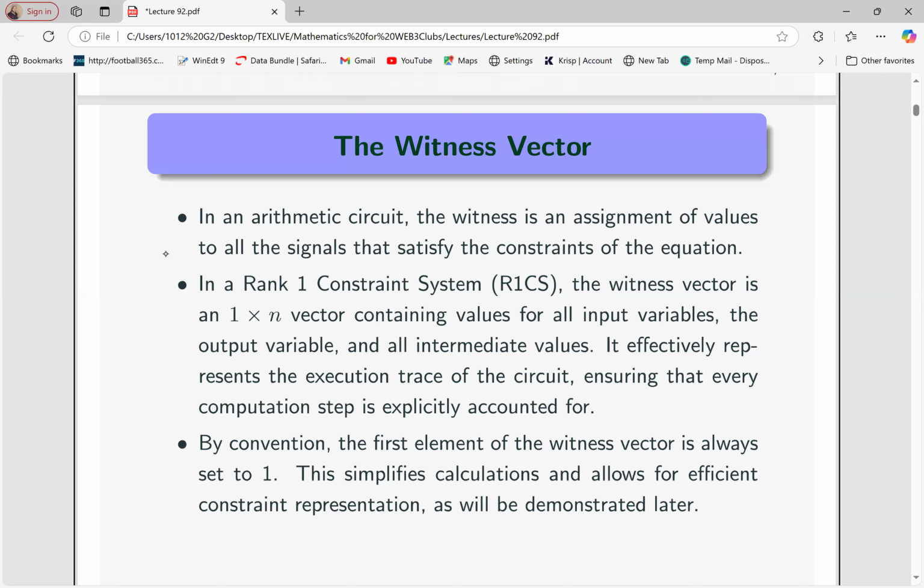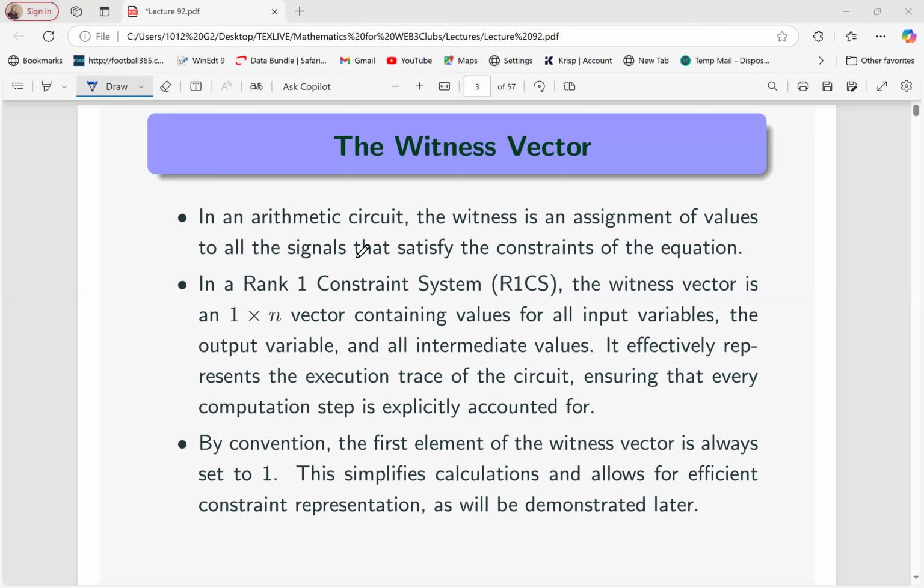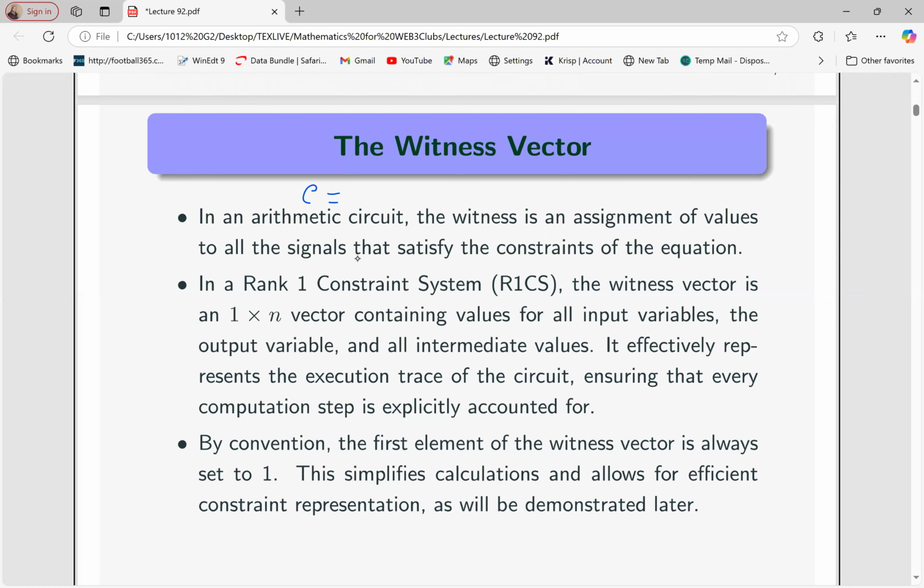You're given an equation. Let me say we have this equation: C equals A times B. I've ensured that there's only one multiplication on one side. Let me even say plus C. And we say that there's no limit on the number of additions you can have. You can have as many additions as you like, but multiplication should only be one. So you have this equation. Somebody claims to know what C is.